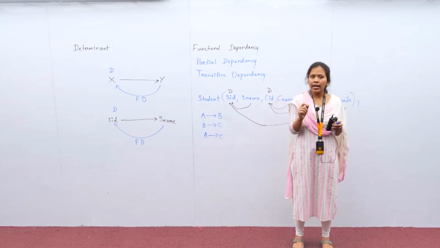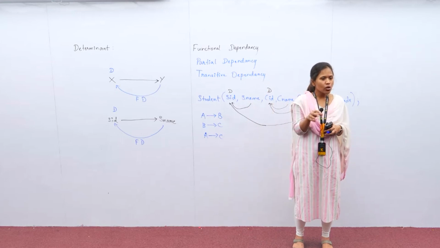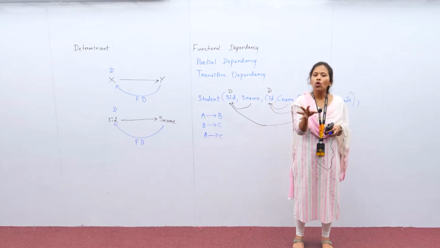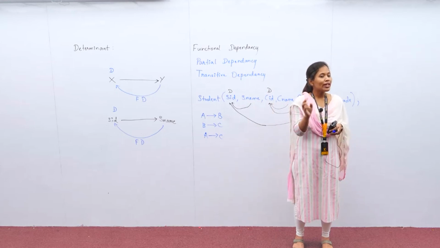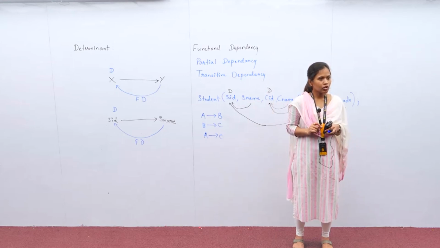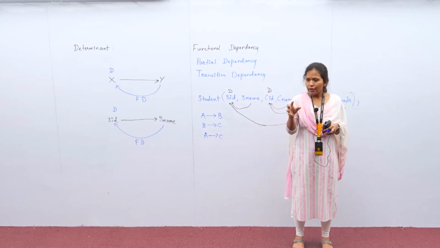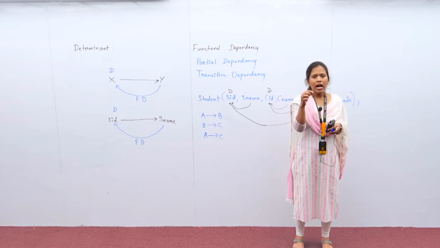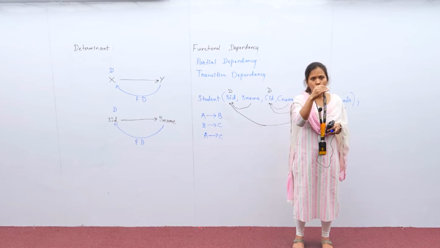And keep one thing in mind, dear students. Transitive dependency will not exist if we have only one column or two columns in a table. Minimum, we need how many columns? 3 columns in a table, or 3 attributes in a relation. Keep that in mind. If you're checking somewhere, if they ask you to identify whether any transitive dependency exists, there only you can check.